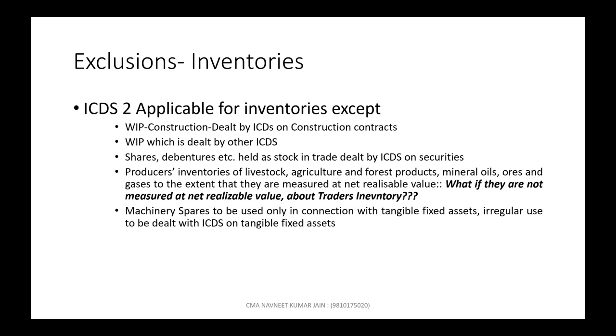If they are not measured at their net realizable value, or if the person holding this inventory of livestock, agriculture, and forest produce is a trader only, then ICDS 2 will ideally be applicable, not any other, since it will not be at net realizable value. Machinery spares to be used only in connection with tangible fixed assets, and wherever there is irregular use of spares, have to be worked out as per ICDS on tangible fixed assets. I have given you a prima facie, very summarized view of this.